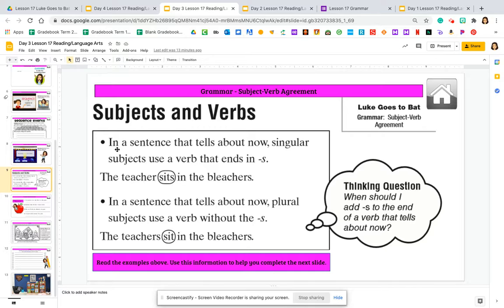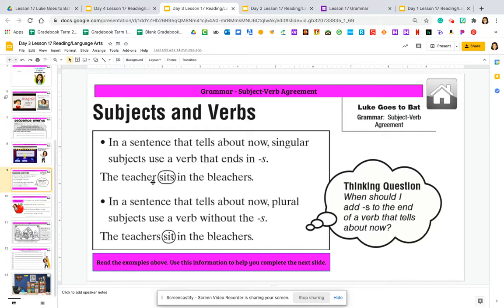So here's the example. In a sentence that tells about now, singular subjects use a verb that ends in S. So that's present tense. So the teacher, one teacher, singular subject in present tense. The teacher sits in the bleachers. So our noun in this sentence is teacher, just one teacher. So the teacher sits with an S on the end.